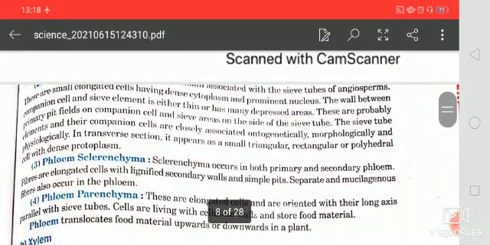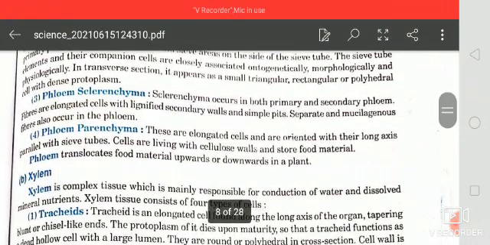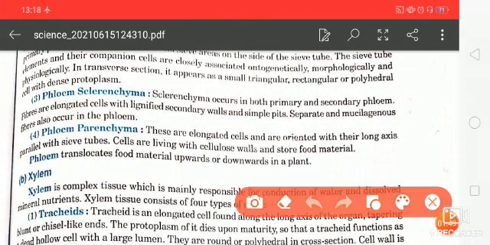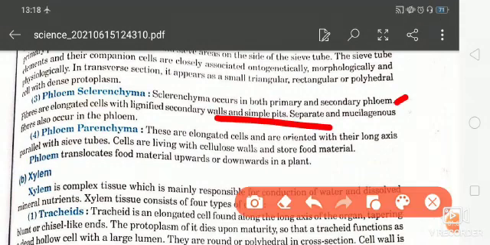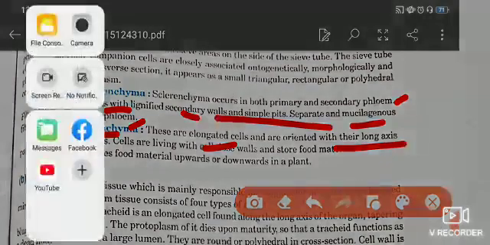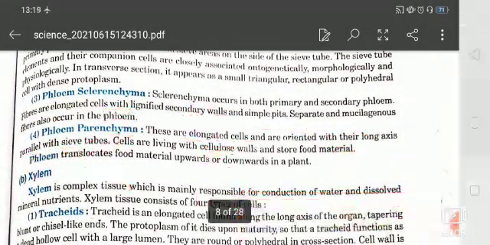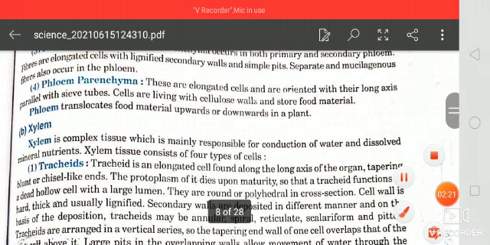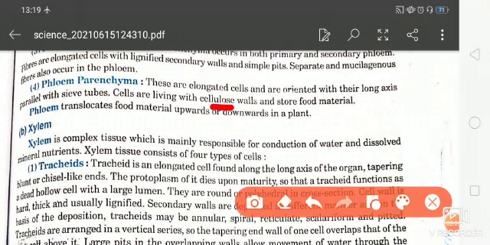In phloem there are phloem sclerenchyma, and these sclerenchyma occur in both primary and secondary phloem. Fibers are elongated cells with lignified secondary walls and simple pits, and septate and mucilaginous fibers also occur in the phloem. Phloem parenchyma cells are elongated and oriented with their long axis parallel with sieve tubes, and the cells in the parenchyma are living with cellulose walls.